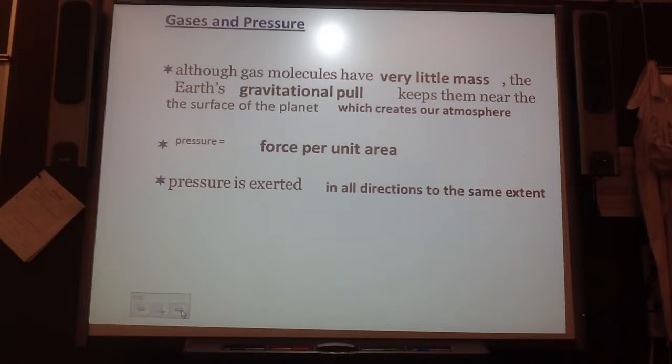Pressure is exerted in all directions to the same extent. So in every spot of the can, the force felt is the same. In all directions the same. Okay.